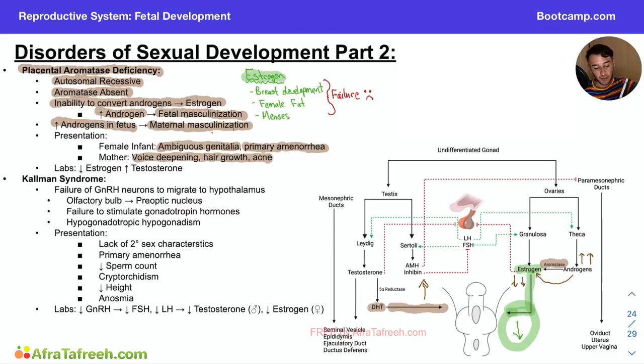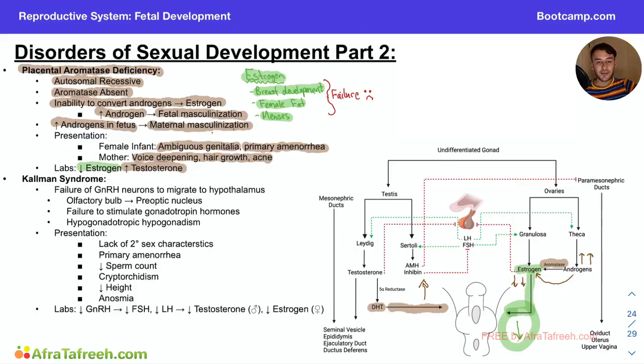So they're going to have no breast development, they're going to have absence of normal female fat patterns, so they may have a very skinny build without female-appearing hips, and they're also going to be unable to carry out menses. In terms of our lab values, we're going to expect to see decreased estrogen and increased testosterone, and this makes sense if we think about the fundamental imbalance that's occurring here because of our lack of aromatase.